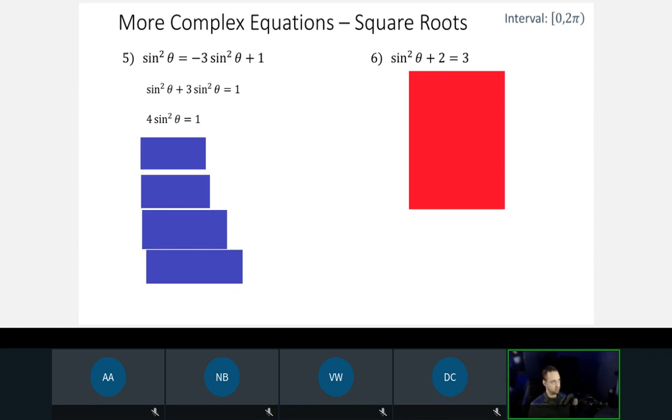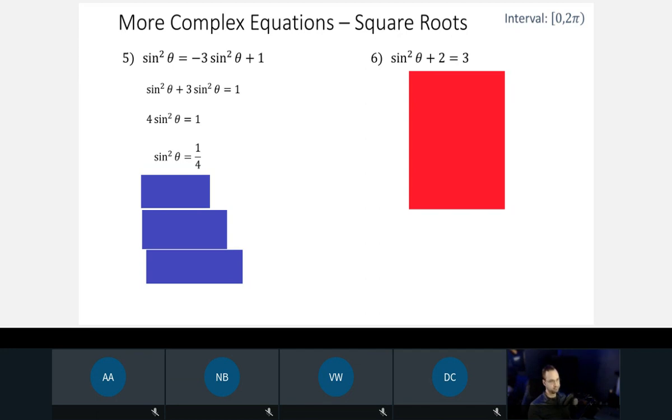Okay. So now I combined like terms. Now what do I do? Remember, if solving equations, you combine like terms if you can. We did that. We're done. Now what? Divide both sides by 4. Yep, because that's 4 times that sine squared theta. So divide by 4 on both sides.